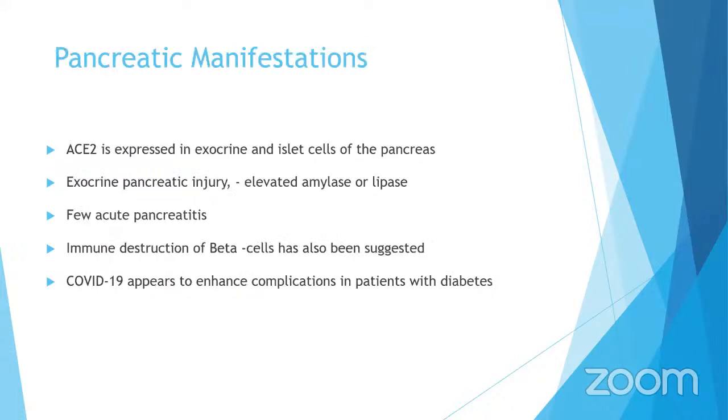What are the pancreatic manifestations of SARS-CoV? The ACE2 receptors are expressed in both the exocrine and endocrine cells of the pancreas. Because of exocrine pancreatic injury, there are elevated amylase and lipase levels. A few patients can develop acute pancreatitis also. It is suggested that in the pathogenesis, immune mediated destruction of the beta cells can develop because of the excessive immune infiltration occurring in the pancreas. So COVID-19 is associated with new onset complications of diabetes.